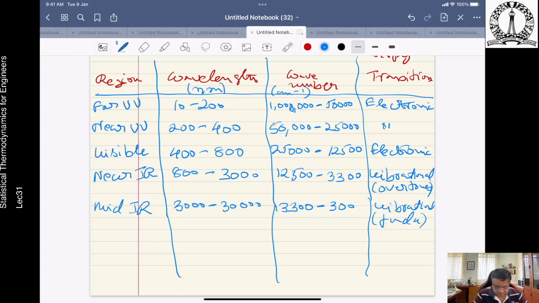Then you have far IR, which is 30,000 all the way up to 300,000, and in wave number 300 to 30. This is rotational, for light molecules.